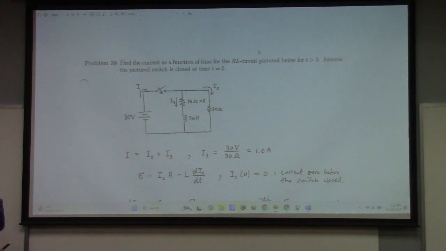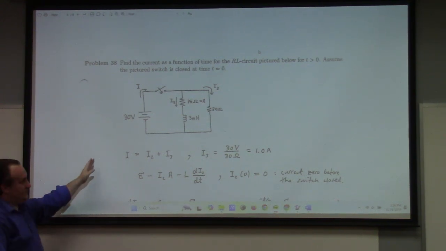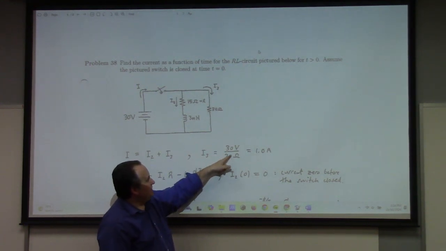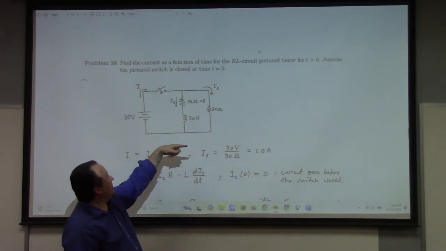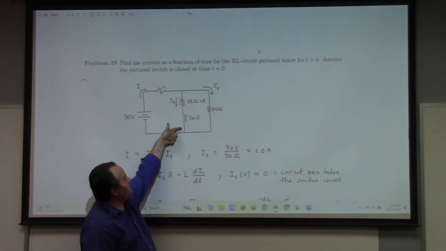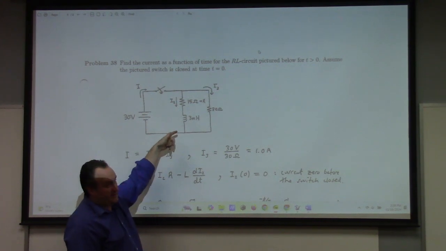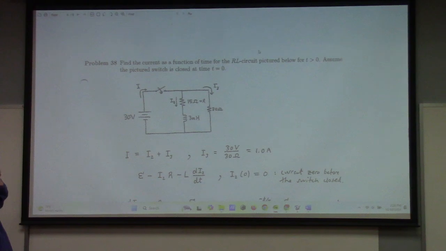As we close the switch, once we close that switch, there's immediately 30 volts across the 30 ohm resistor. So the moment that switch closes, there's 1 amp flowing through the 30 ohm to the far side of the circuit here. So you've got 30 volts over 30 ohms, 1 amp flowing over there. Now originally there's 0 amps flowing through the middle branch, because initially the inductor behaves like an open circuit.